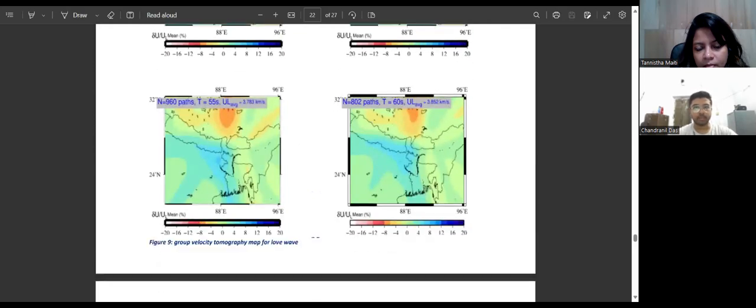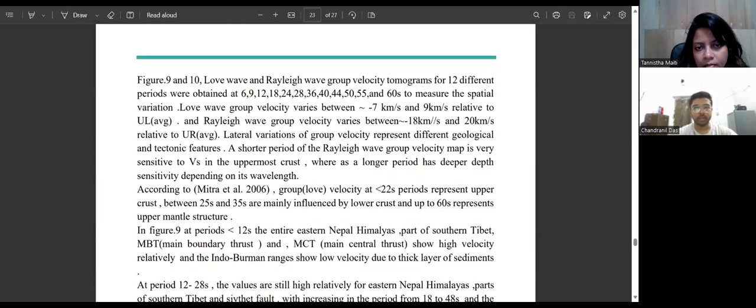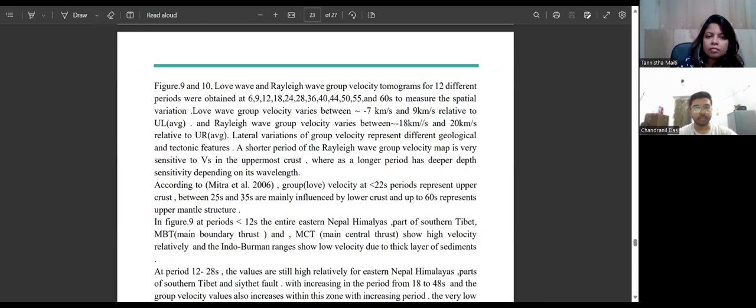Here, ma'am, it is written in a detailed way. So these were the 12 different periods that I have taken to measure the spatial variation. And it has been observed the Love wave group velocity varies from near about 7 to 9 kilometers per second. And for the Rayleigh one, it nearly varied from 18 kilometers per second to 20 kilometers per second. This variation indicates that for the Rayleigh one, the range is way higher in comparison to the Love one.